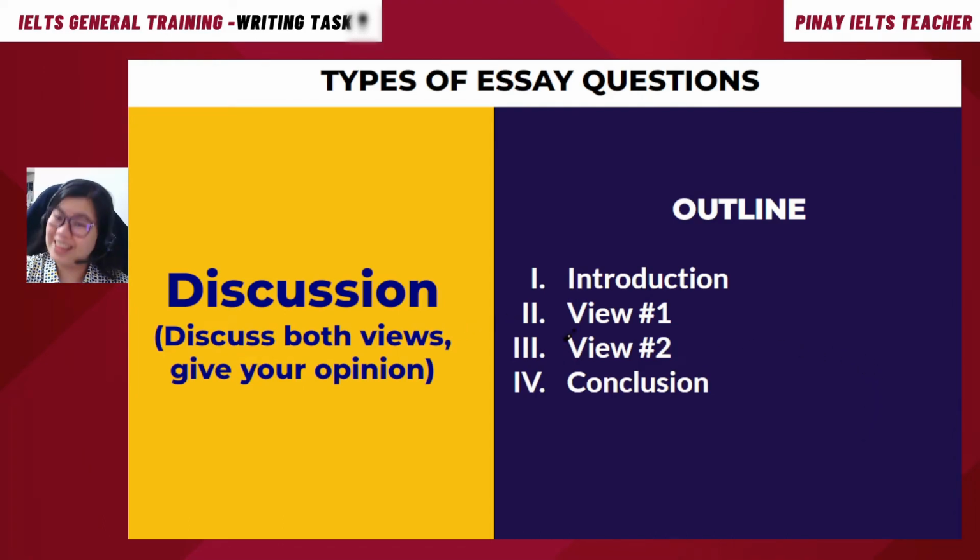So it's going to look like this. Your introduction, the first view, which is the one aspect, and the second view, which is the opposing view. You're going to discuss them equally. They're going to serve as main body paragraph 1 and main body paragraph 2. And your conclusion. So where is the part where you give your opinion? It's in the introduction, in the statement of your purpose. All right? Or sometimes you present it in your conclusion.